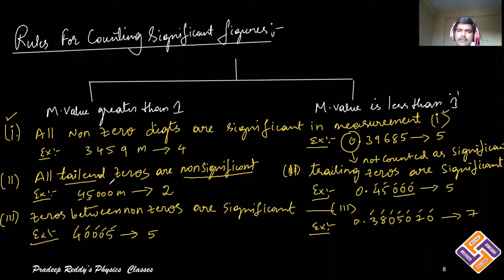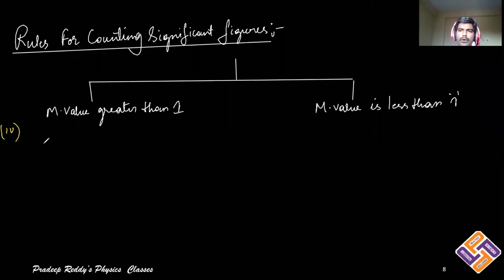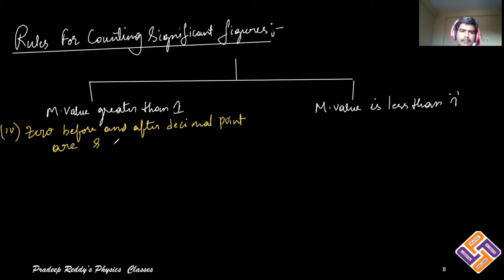Still there are a few rules, but as the space is not sufficient here, I'll erase this and write it once again. New rules. Fourth rule for greater than 1 is zeros before and after the decimal point. Zeros before and after the decimal point are significant.